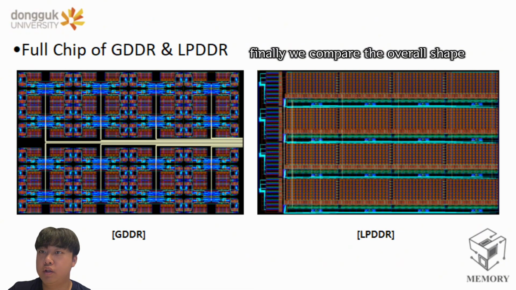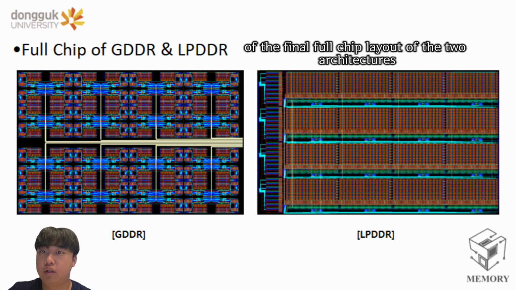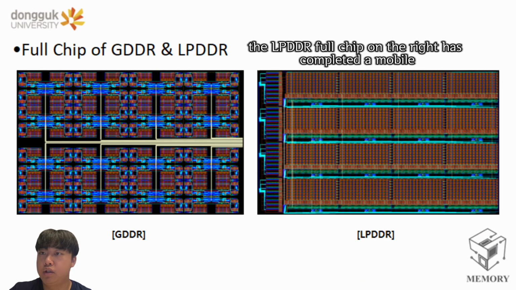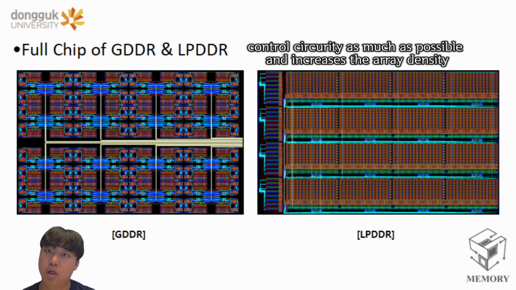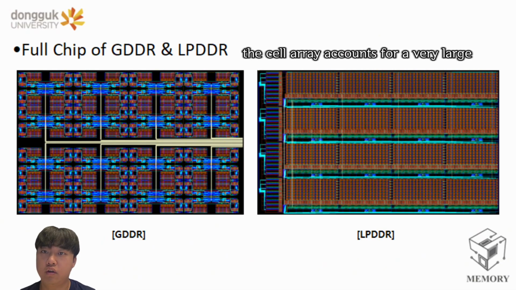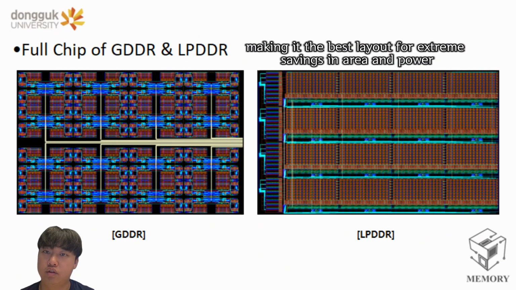Finally, we compare the overall shape of the final full chip layout of the two architectures. The LPDDR full chip on the right has completed a mobile, low power oriented layout that shares the surrounding control circuitry as much as possible and increases the array density. The cell array accounts for a very large percentage of the total chip, making it the best layout for extreme savings in area and power.